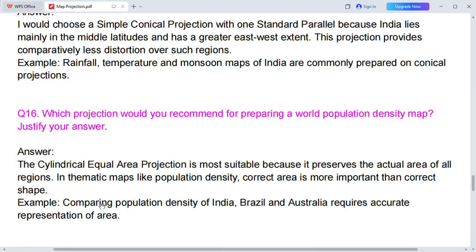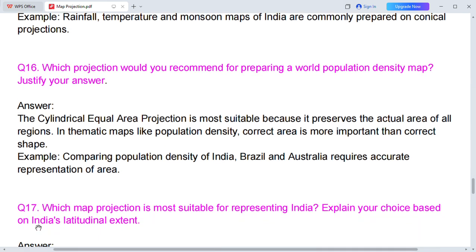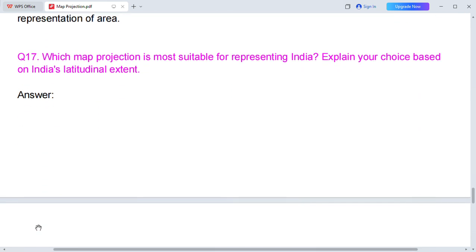For example, comparing population density of India, Brazil and Australia requires accurate representation of area. Next question, question number 17. Which map projection is most suitable for representing India? Explain your choice based on India's latitudinal extent.